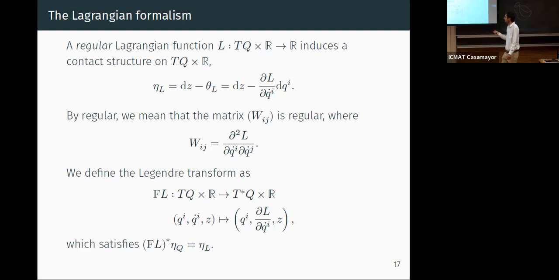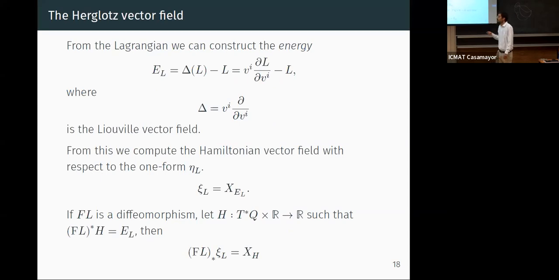And in that case, we can construct this map, which is the Legendre transform, which, if the Lagrangian is regular, will be a local diffeomorphism. This map takes the contact form on the cotangent bundle to this Lagrangian contact form. Okay, and now we have a contact structure. In order to have dynamics, we need a function. This function will be the energy function, which is this one over here.